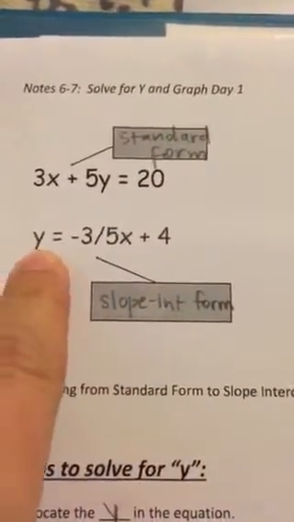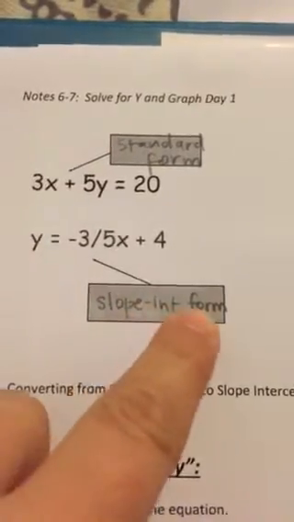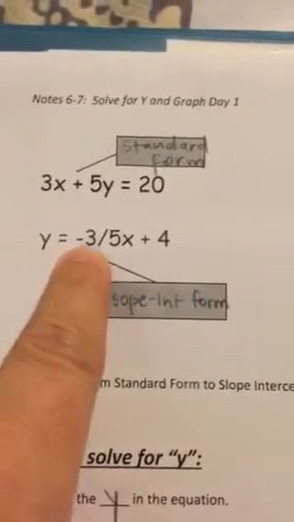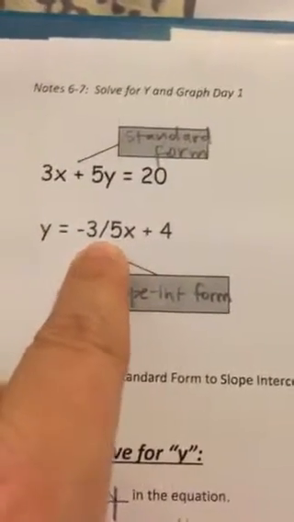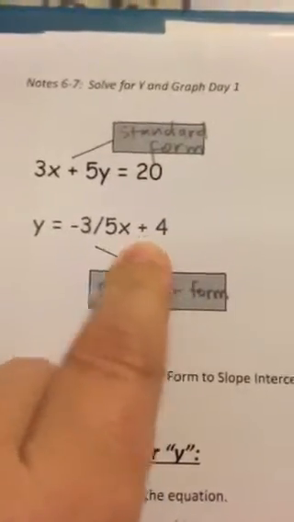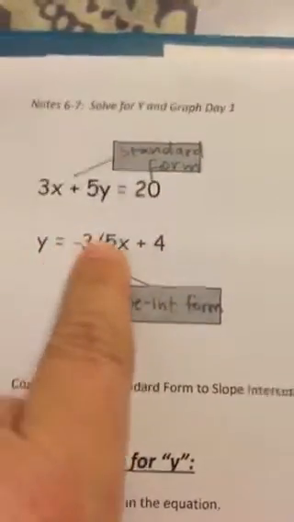You can see down here we have this little box that says slope-intercept form, and it's pointing to this equation where it has the y isolated. It says y equals. We have a slope, then our x, and then we have b, which is our y-intercept. So this is what we've been working with so far.